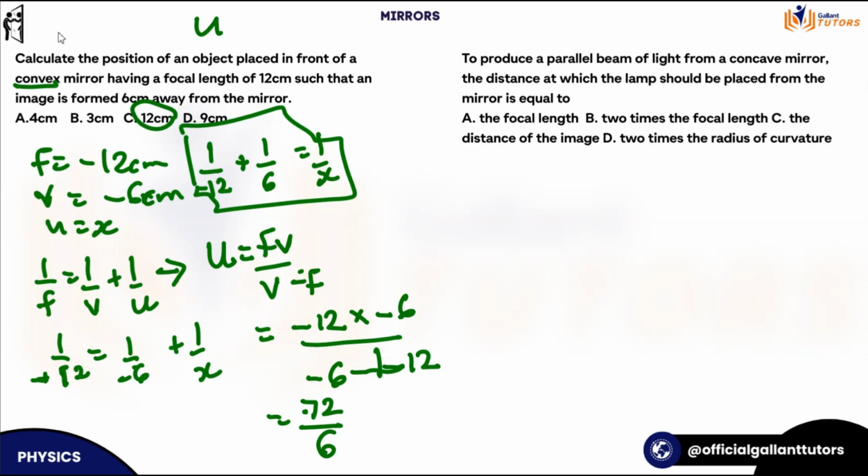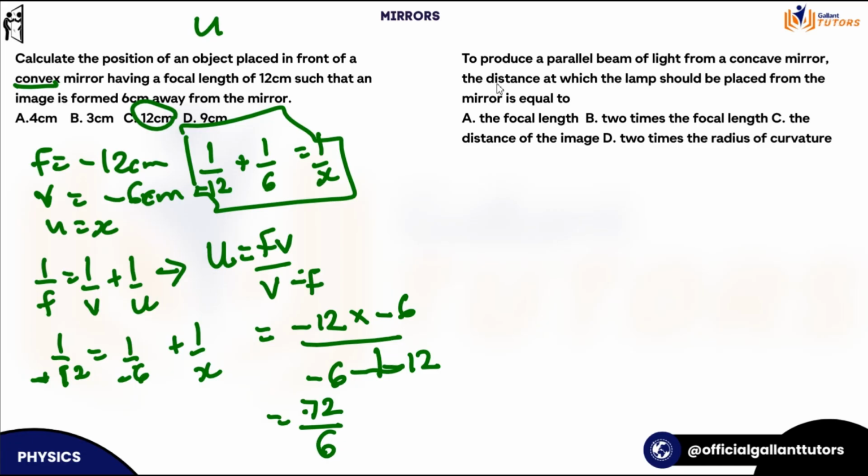So the question now: to produce a parallel beam of light from a concave mirror, the distance at which the lamp should be placed from the mirror will be equal to what? This is a concept I've been treating for a long time. Rays of light from infinity converge at the principal focus. So if we reverse this order, that is, to produce a beam of light which is parallel and goes to infinity, the bulb has to be placed at the principal focus.